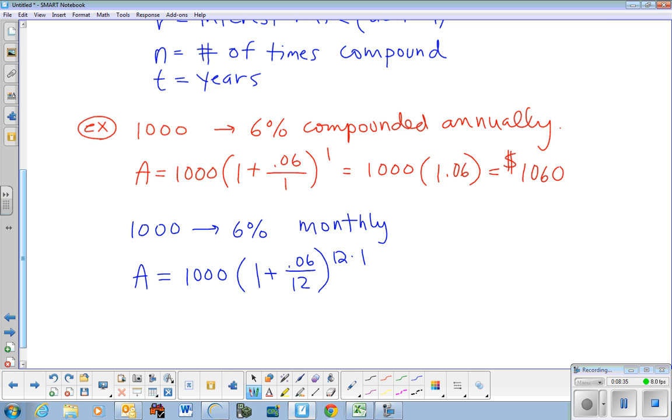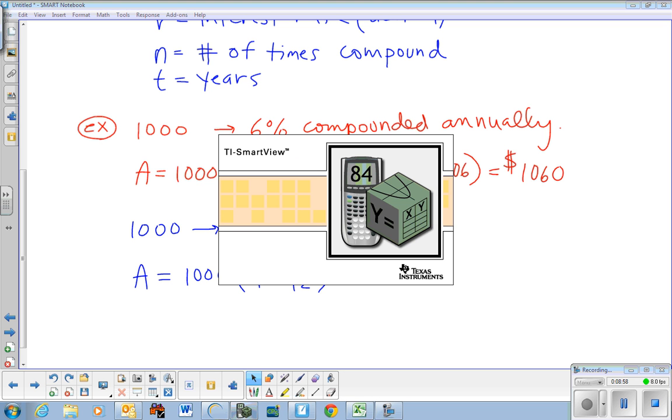Here's the thing, though. They're not going to give you the full 6% every month. That would be like them giving you $60 the first month and then a little bit more than that the second month. They're only going to give you a 1/12 of the 6%. That's why we take our 6% and divide it by 12. But we get to use the power of exponents, and we get to raise this to the 12th power now. So I'm going to get the calculator out for this one.